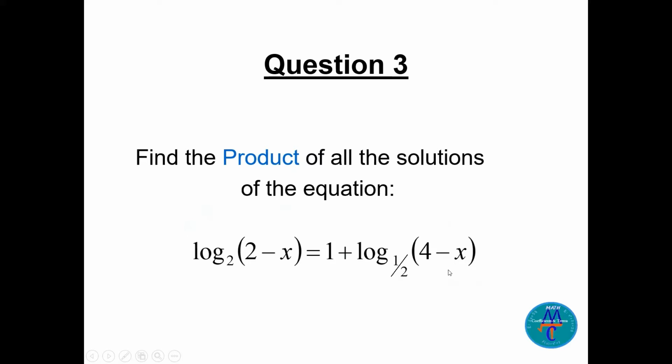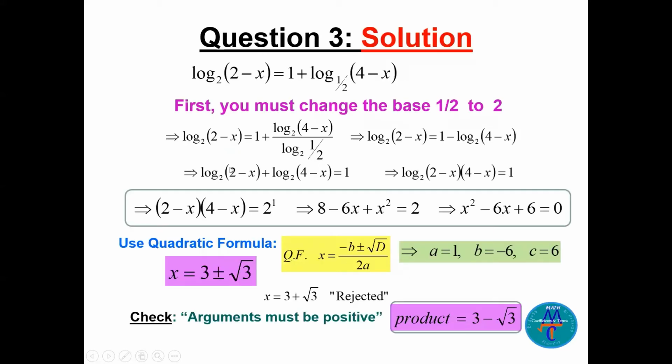There are many ways you can do this. First of all, we have to change the base of half into 2. So we can do that here. So this is log base 2 of 2 minus x is equal 1 plus. Change the base to 2. So it will be log base 2 of 4 minus x, log base 2 of half. This half we can write as 2 to the power minus 1. So it becomes minus log base 2 of 4 minus x.